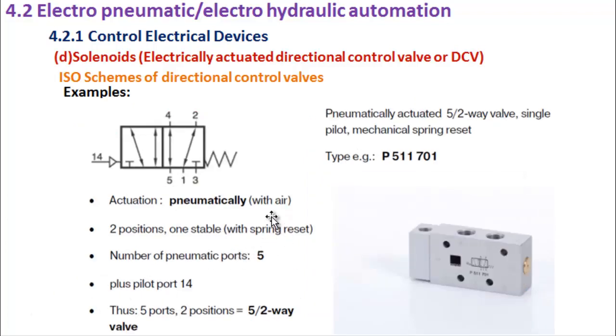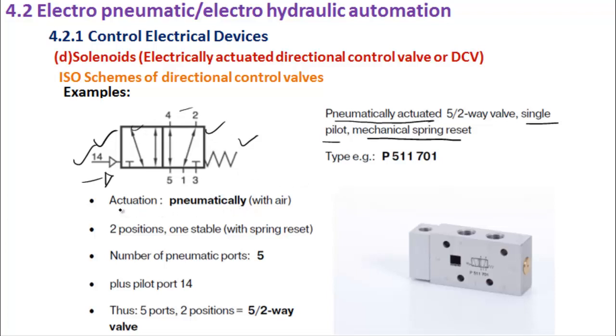Another example you can see here is again a 5 port valve. This side is pneumatically controlled, and this has a return spring. So there is a mechanical spring, a return spring or spring reset. There is a single pilot here, and it is pneumatically actuated. Why? Because this symbol shows pneumatic actuation. And why 5/2? Because there are 2 positions and 5 ports.